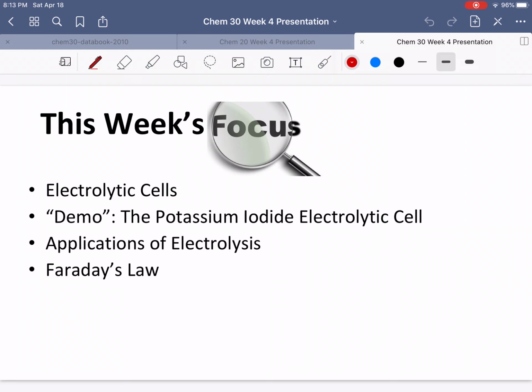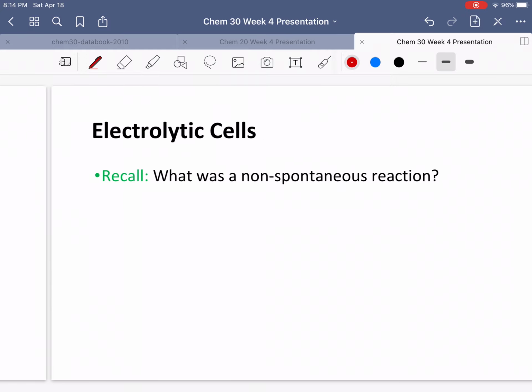This time, we're looking at the opposite. If we have a non-spontaneous reaction, how can we still force the reactants to turn into the products? And that's where we come into what's called electrolytic cells. And like I said, this will really be the all-encompassing focus of this whole week. So let's go into the design of these first of all.